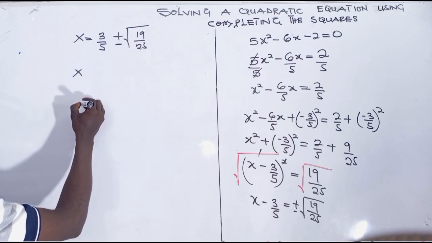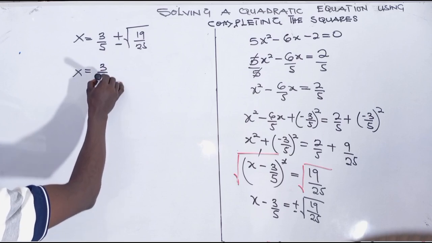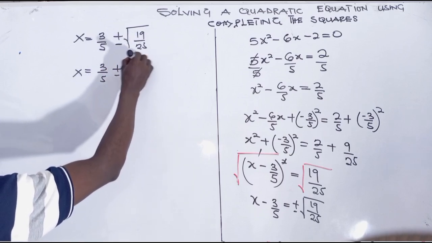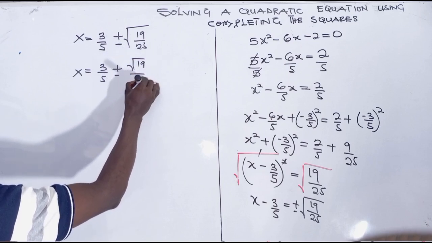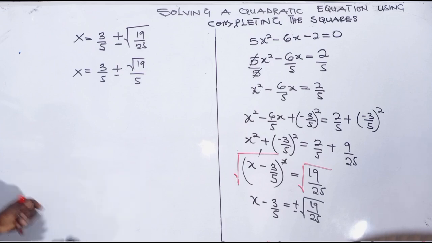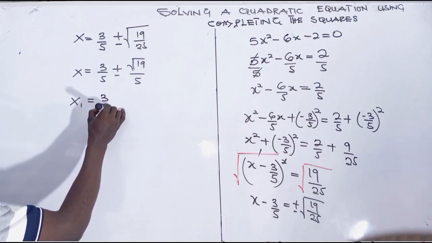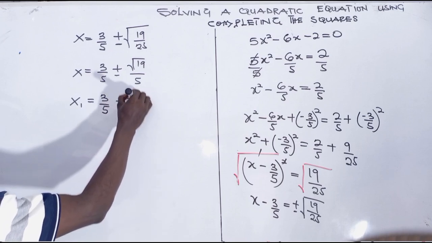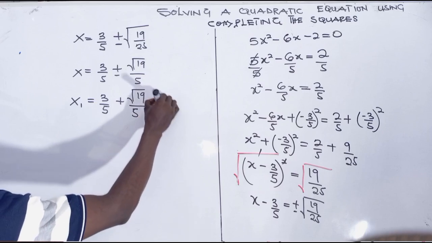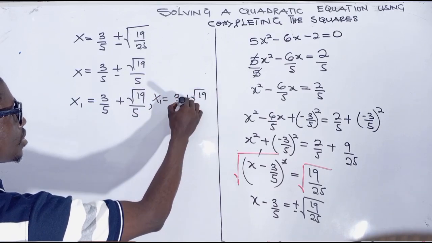Now from here, we can see that our x is equal to 3 all over 5 plus or minus, when we simplify this, we are going to get root of 19 all over 5. Since we are having plus or minus, we can split it into 2 to have our first x1 is equal to 3 all over 5 plus root of 19 all over 5. And we can write this as x1 is equal to 3 plus root 19 all over 5.